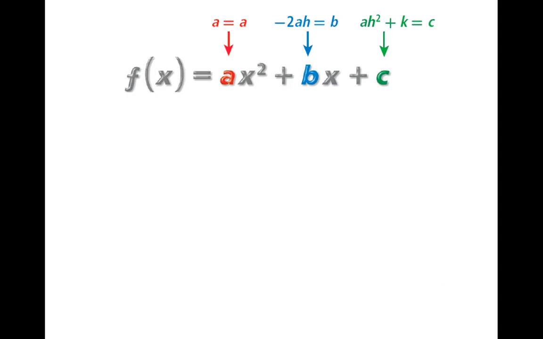and we relate it back to what we started with for our standard form, ax² + bx + c, the a stayed the same, b became -2ah, and c became ah² + k. Maybe you'll want to rewind the video to check it out a little bit further, but for now let's keep going.